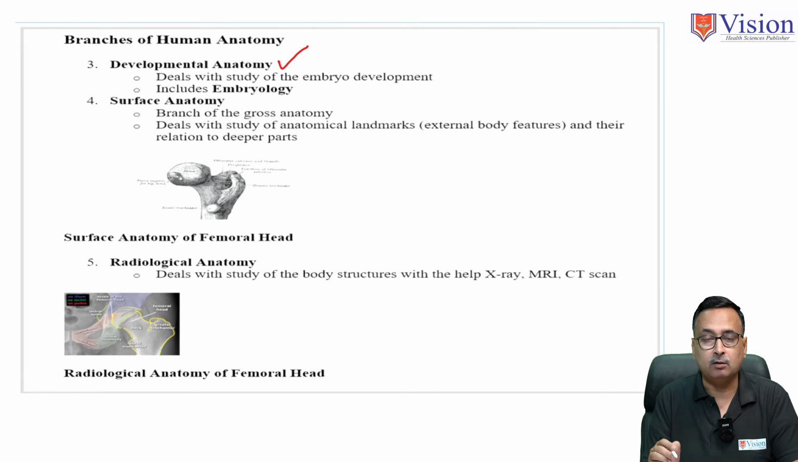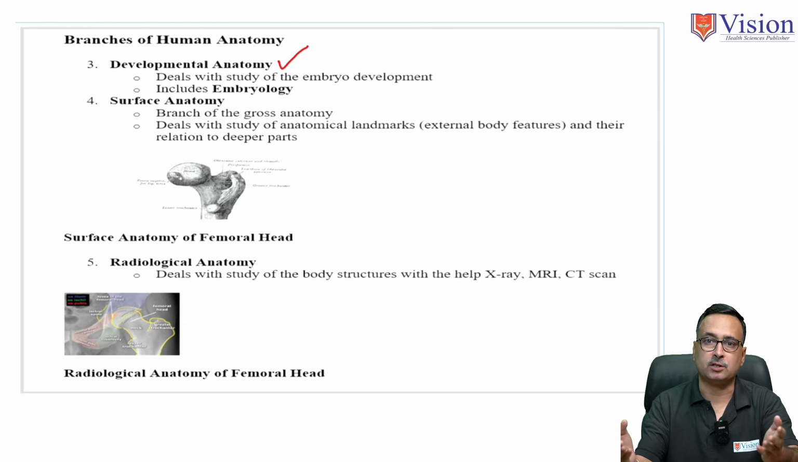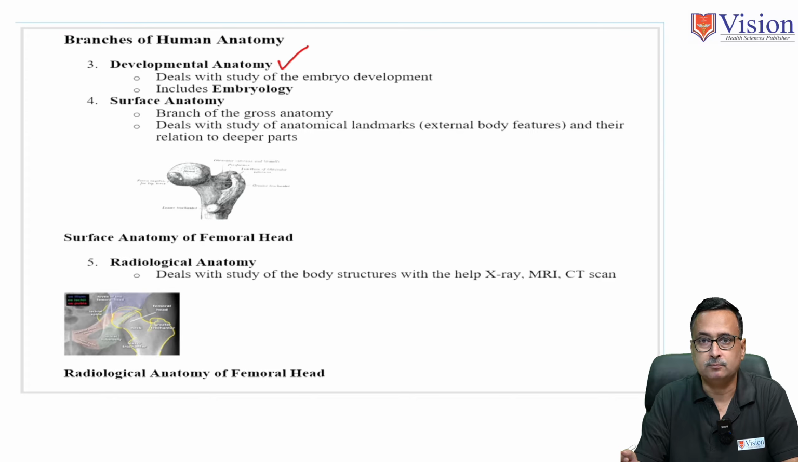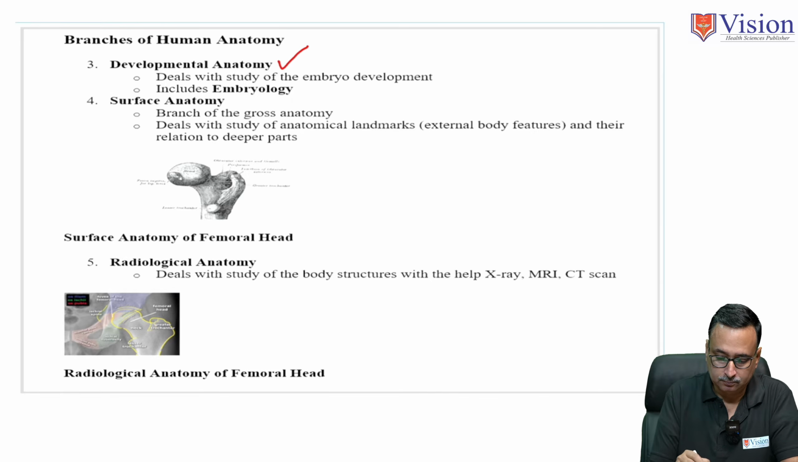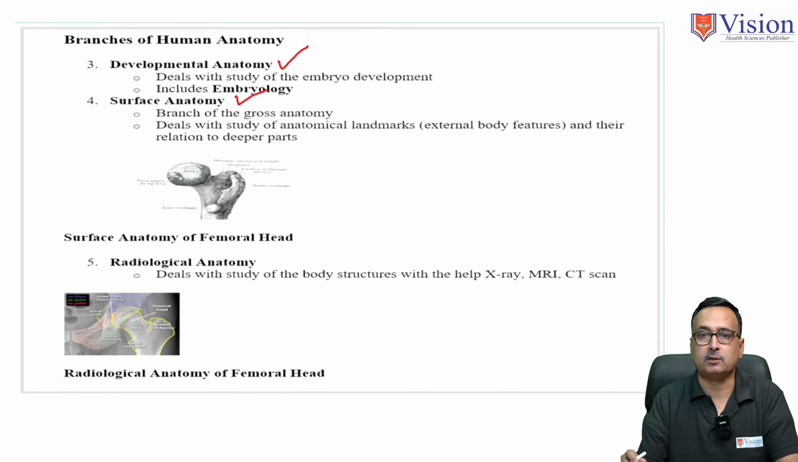Third branch is the developmental anatomy. We study in this branch the development of the embryo right from zygote formation till the stage of complete development of the embryo up to the third trimester. Developmental anatomy helps us to find out any abnormality in the developing embryo.